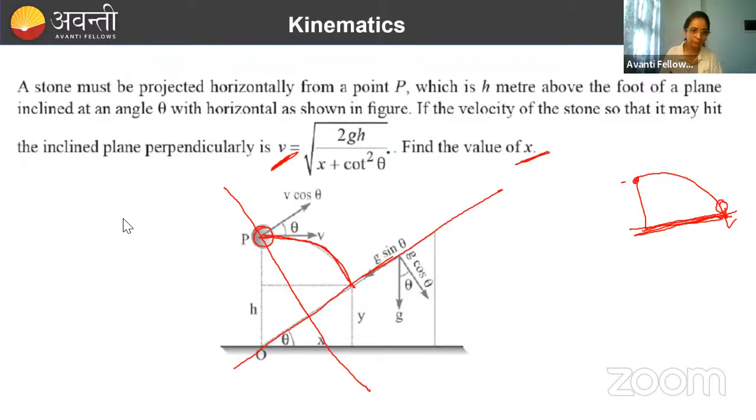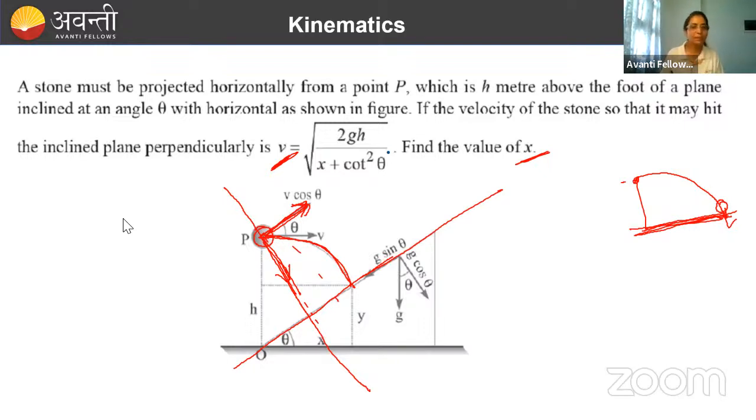So this projectile has initial velocity v cos theta along this direction, and in this direction it has velocity v sin theta. Done. Now, because of this velocity, it will rise up. Because of this velocity, it has reached a certain height, and because of this velocity, it will come in this direction towards the plane. Done.